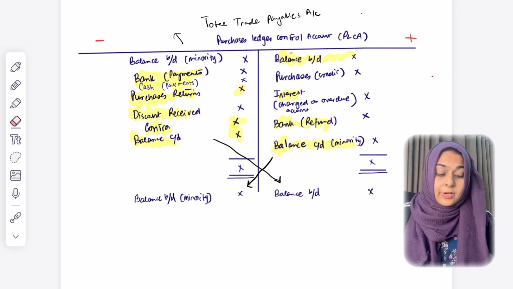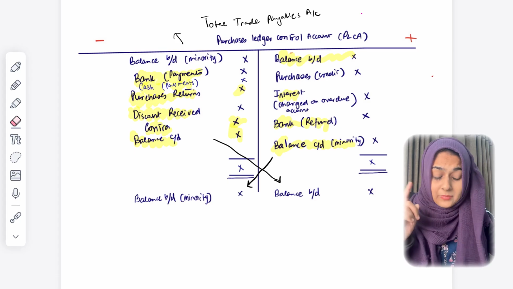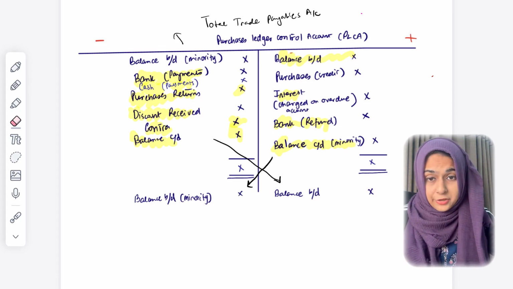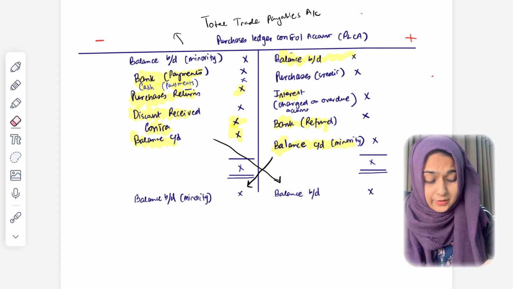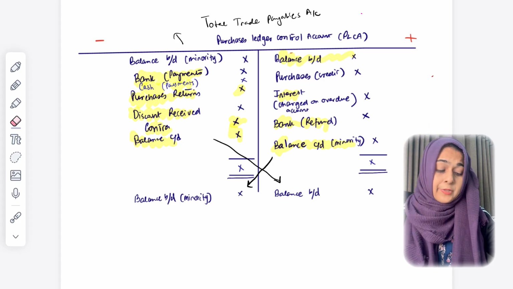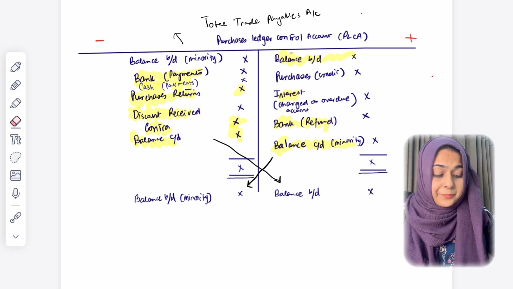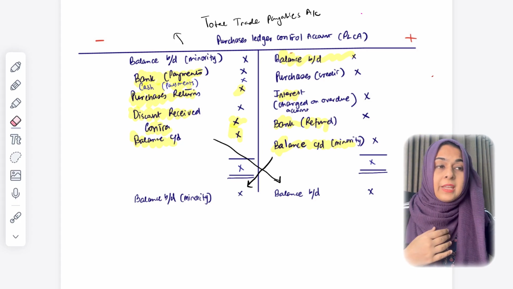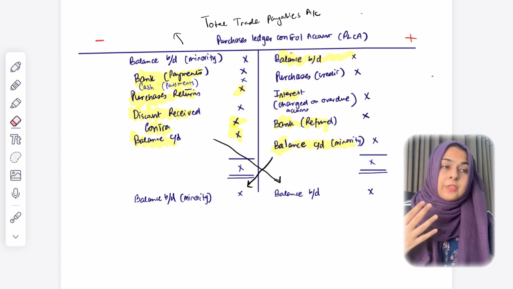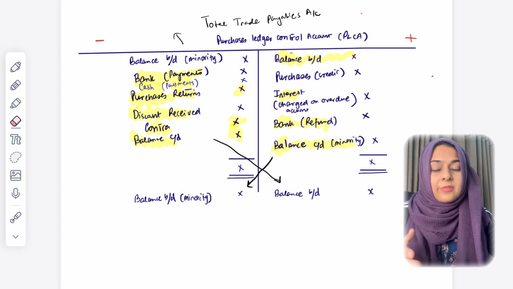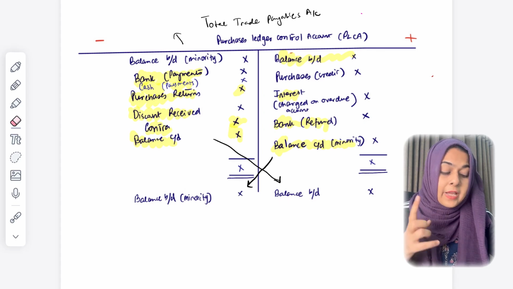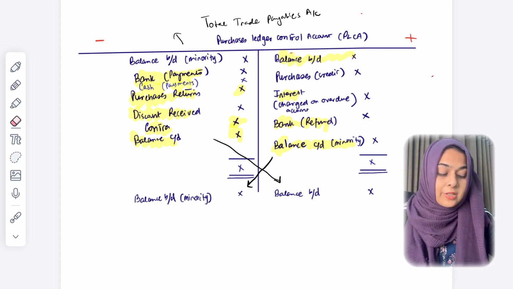And I told you about Contra. Contra goes in both. It goes on the credit side of the sales ledger control account and the debit side of the purchases ledger control account. Then interest, if we haven't paid our suppliers for a very long time, so let's say it's been a lot of months and we haven't paid our suppliers, you need to record this interest on the credit side of the purchases ledger control account.